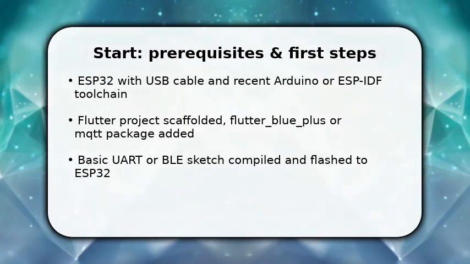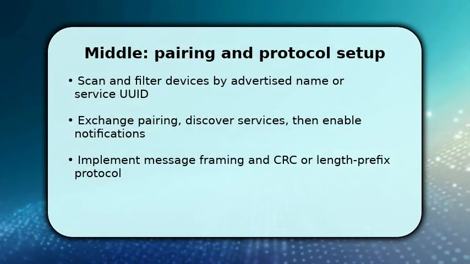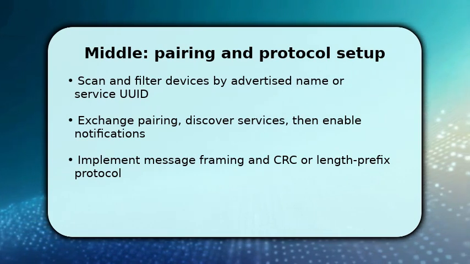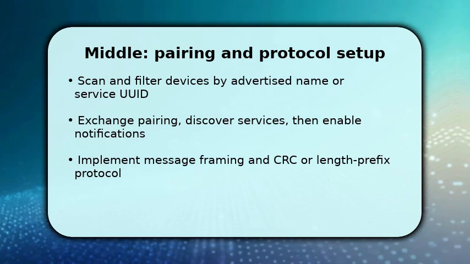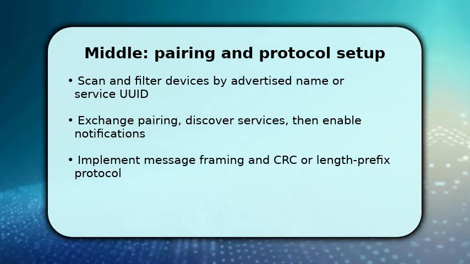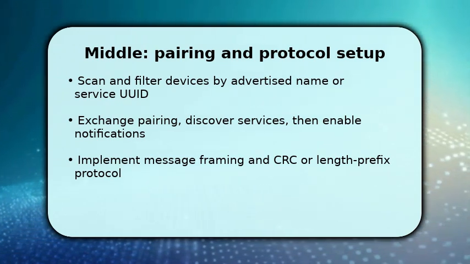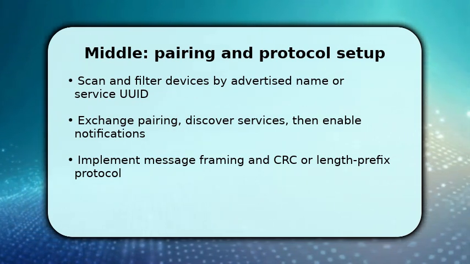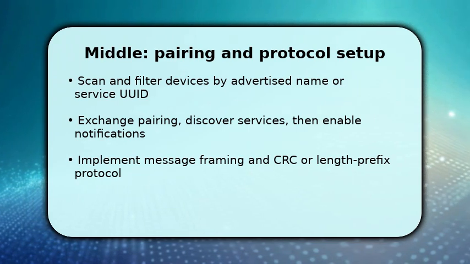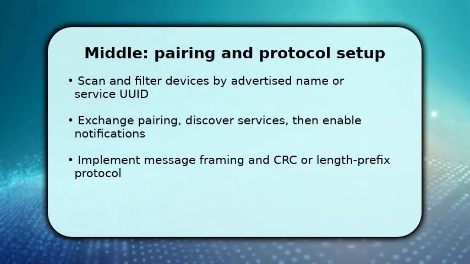Start scanning for your ESP32 advert using the service UUID. Once discovered, connect and discover services. After discovery, subscribe to the characteristic notifications to receive data and write to the writable characteristic for commands. For Wi-Fi or MQTT, establish a TCP connection and implement keepalive/ping.